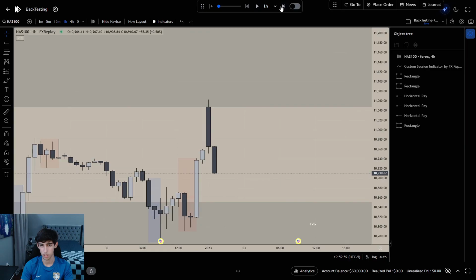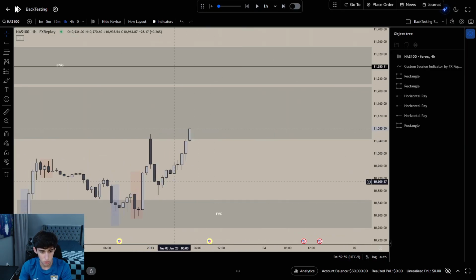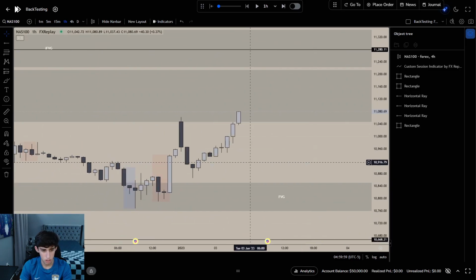Now just keep waiting. If I was correct, see if it retests down. So it doesn't retest down. Does it go into like a smaller gap? Let's see here, maybe.